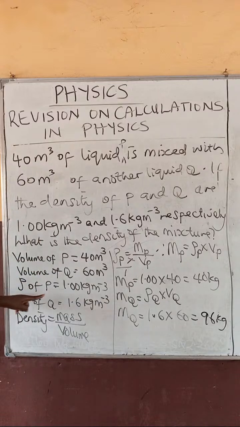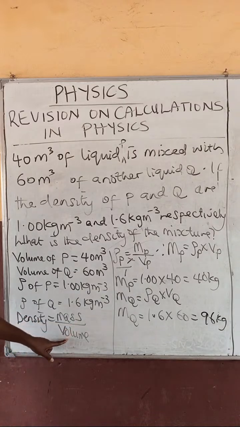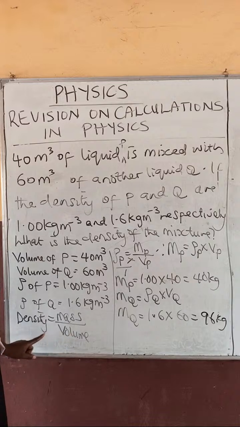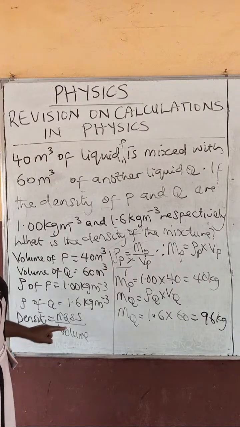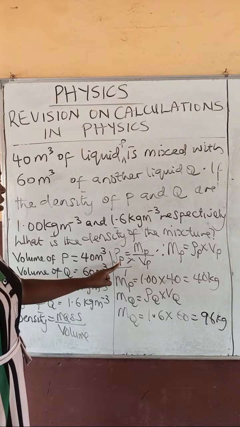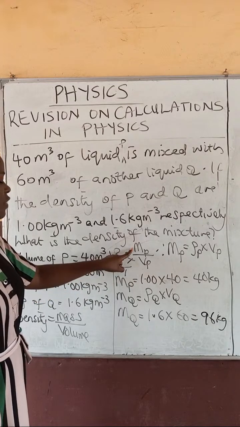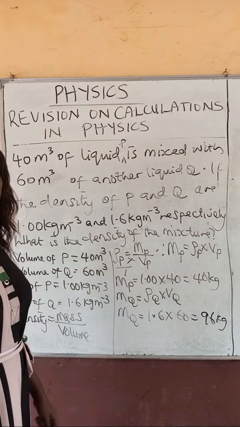Now we are given the density. The density of P is 1.00 kilogram per meter cube, and the density of Q is 1.6 kilogram per meter cube. Now for us to get the density, one thing must come to our mind. What is density? Density is mass divided by volume. So if density is mass divided by volume, what do we do next? We are going to compare. The density of liquid P is equal to the mass of liquid P divided by the volume of liquid P, right?